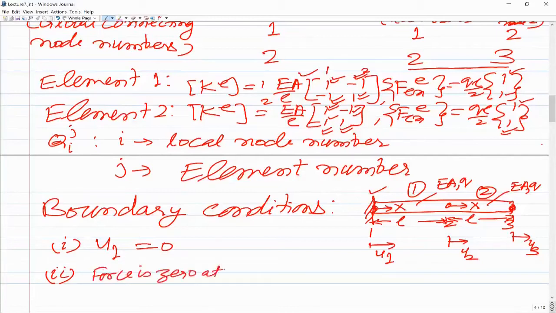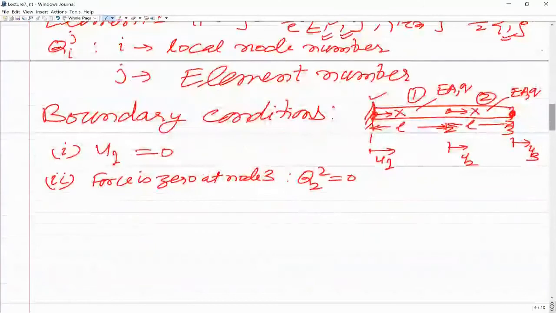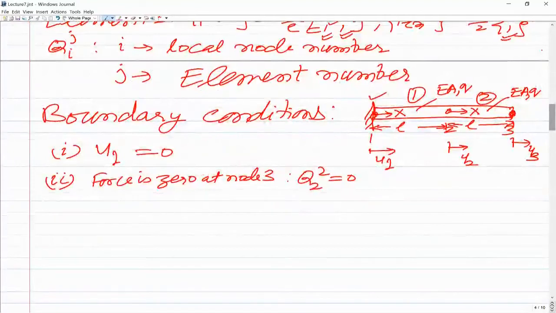So the force is 0 at node 3. This implies that Q22 will be equal to 0, which is EA into du by dx at node 3, because there is no externally applied load. So that force is 0 over here. That's the condition at node 3. But additionally, we also have to look at the balance of internal forces at node number 2 also.